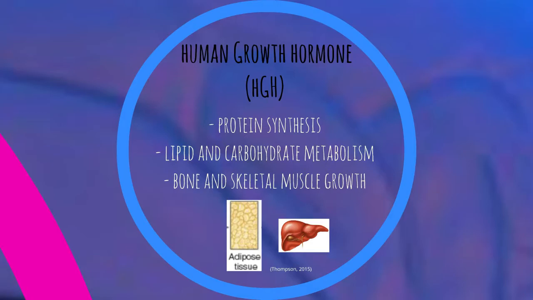The growth hormone acts on the entire body to promote protein synthesis and lipid and carbohydrate metabolism. It also promotes bone and skeletal muscle growth. The target organs are the liver and the adipose tissues.